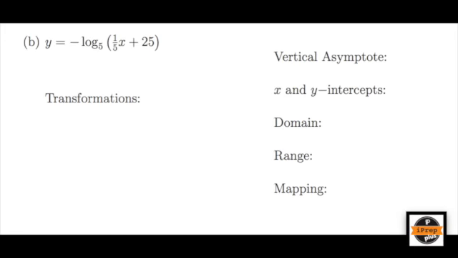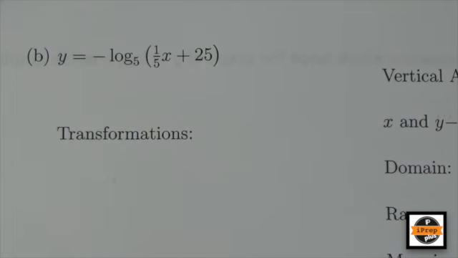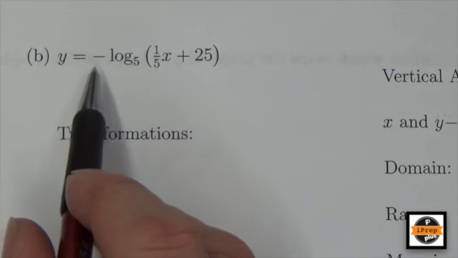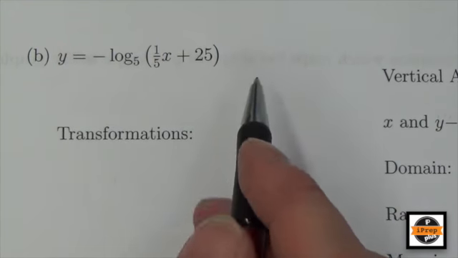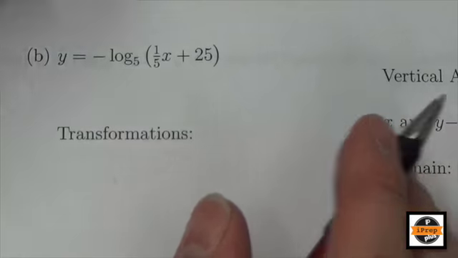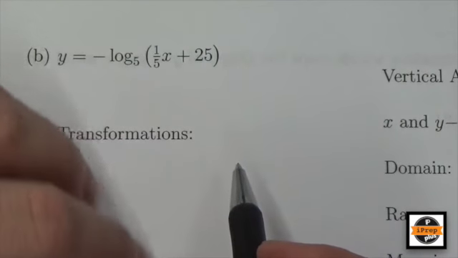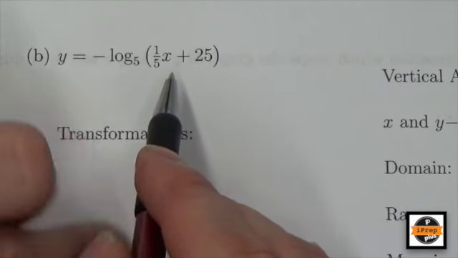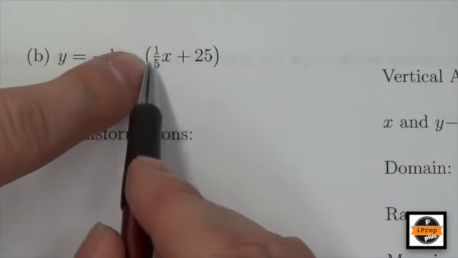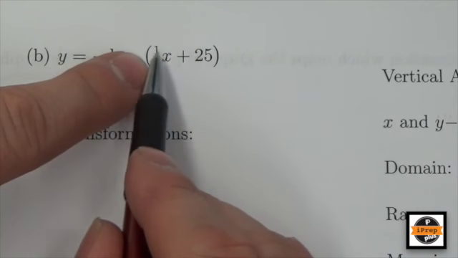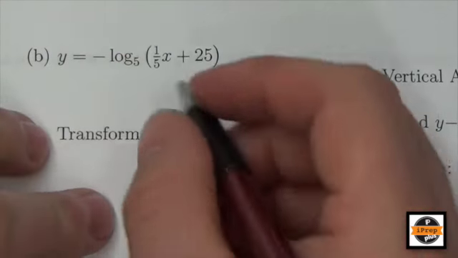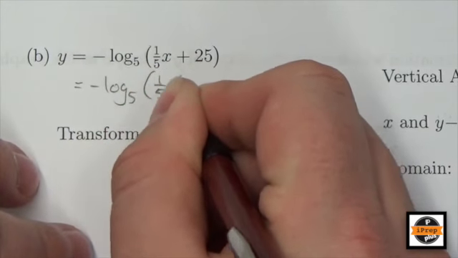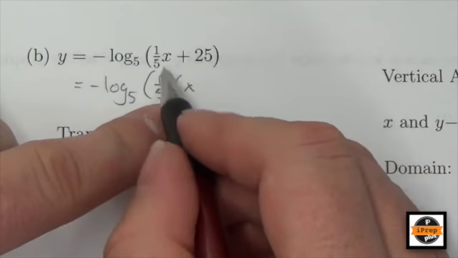Example 3b. All right. Basically the same question as the one that we just did, except this time, slightly different function. Negative log base 5 of 1/5 x plus 25. Now, before we can do anything to this, in terms of identifying the transformations, and that's really where I want to start, I've got to make this so that I can see the transformations clearly, and I can't when the horizontal stretch has been distributed to the translation. So what I've got to do here first is factor that 1/5 away here.